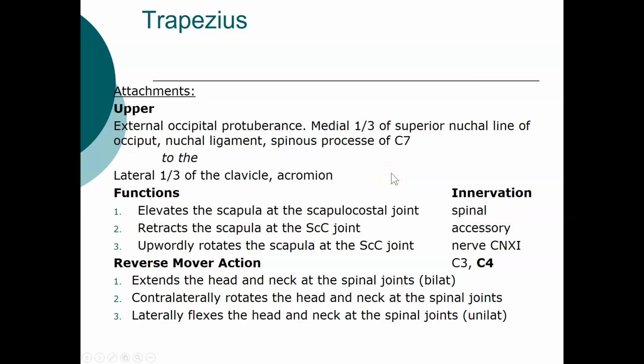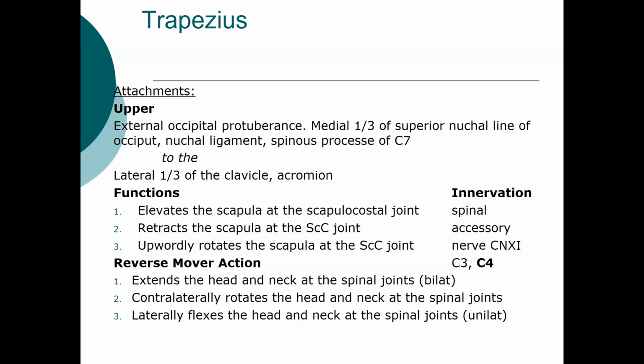These upper fibers' functions then are to elevate the scapula at the scapulocostal joint. So that's the articulation between the scapula itself and the thoracic cage. It's not truly a bony articulation, but it is considered a bit of a soft tissue articulation. That will be discussed further next semester. It also retracts the scapula, so pulls it back at the same joint, the scapulocostal, and it upwardly rotates the scapula at the same joint.